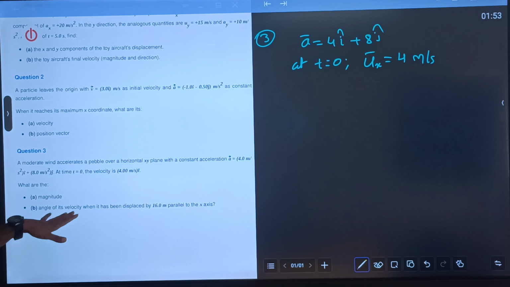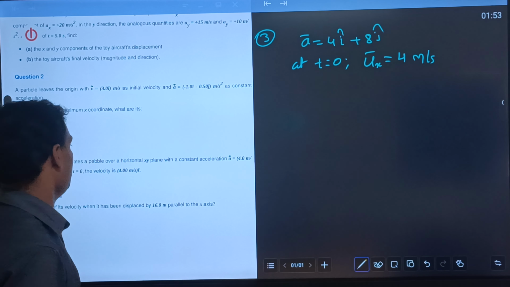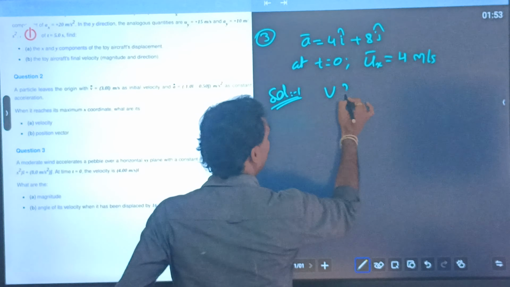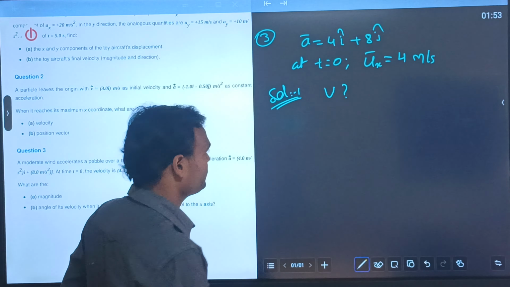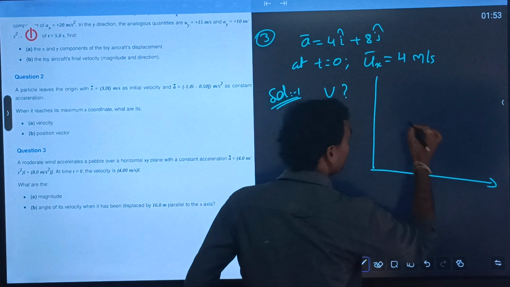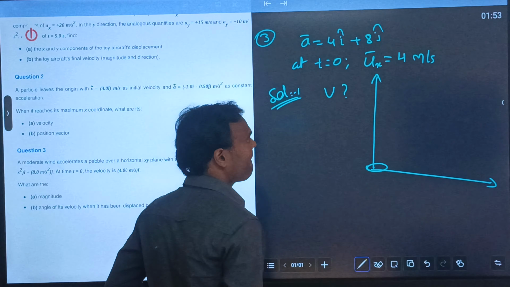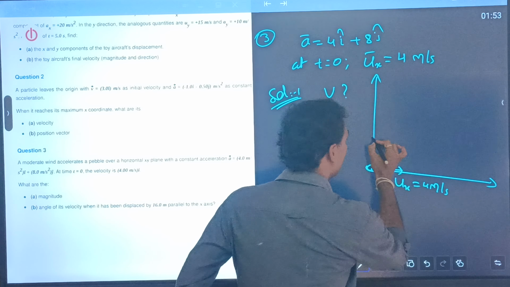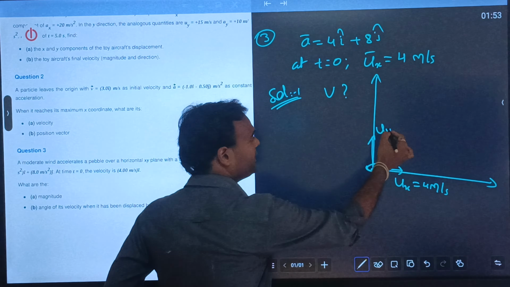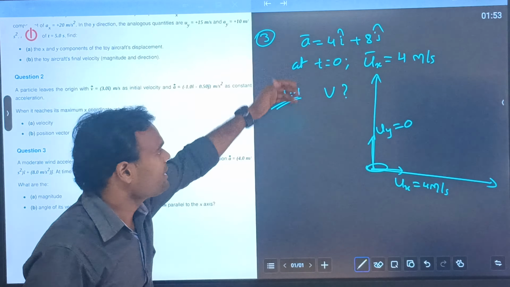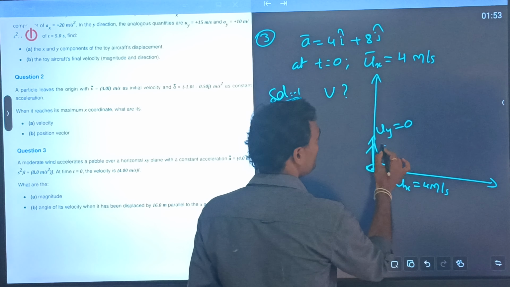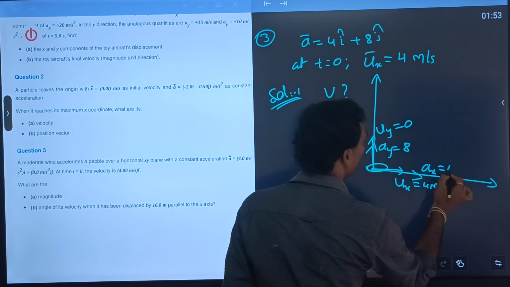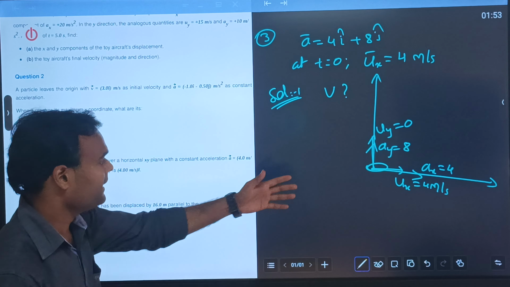Then what are the magnitude and angle of its velocity? They are asking for the magnitude of the velocity. See here, the object starts its journey from this point, and initially it possesses a velocity of 4 meters per second, but there is no initial velocity on the y-axis according to the question. There is an acceleration on the y-axis of 8 and on the x-axis of 4. Clear? Acceleration on the x-axis is 4.